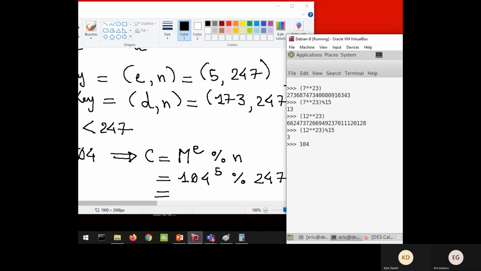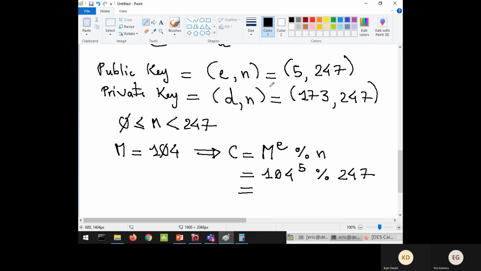104 to the power of 5, which is 104 times 104 times 104, 5 times. Okay, let me do this. This result, modulus 247, is 130. So it's giving me 130. So encrypting the integer 104 will give us the cipher integer 130.